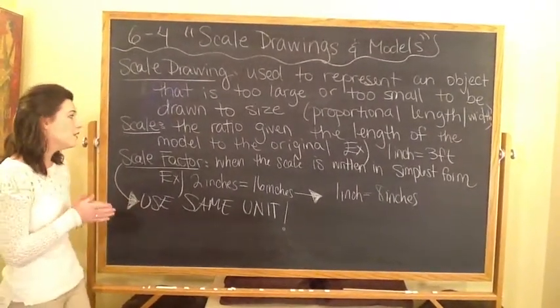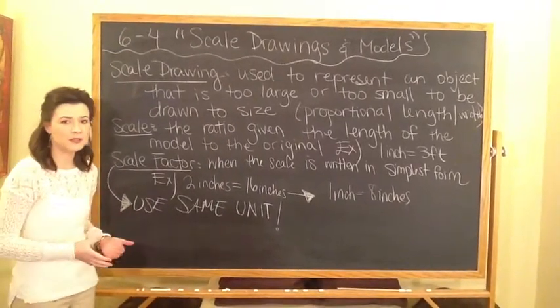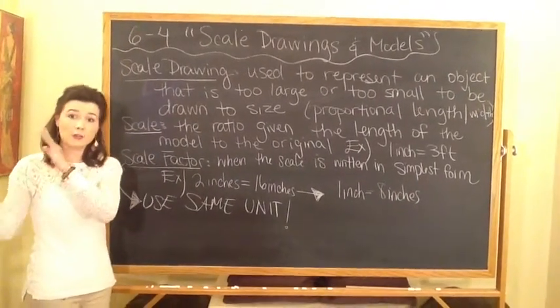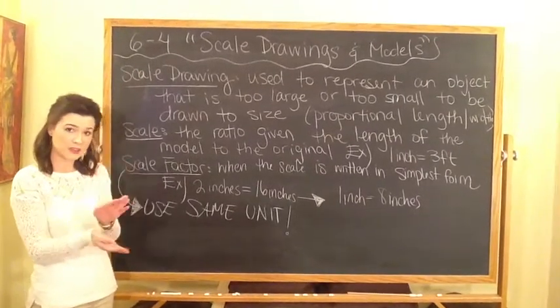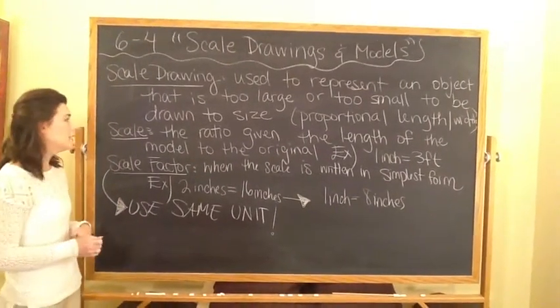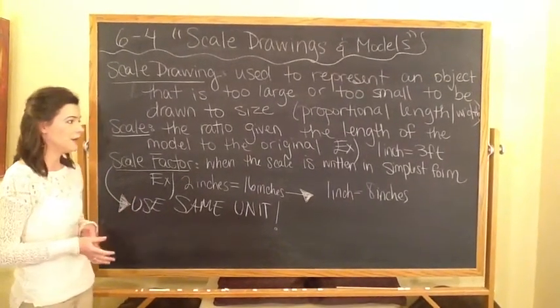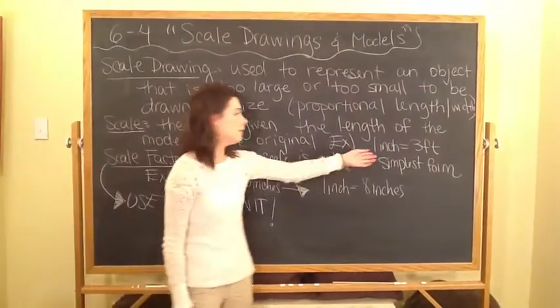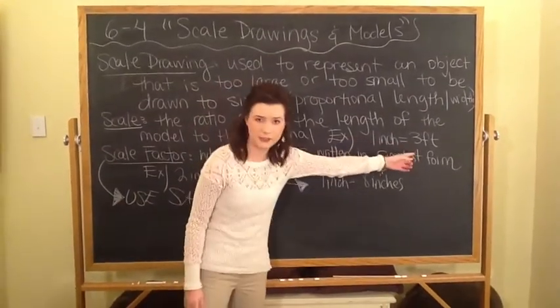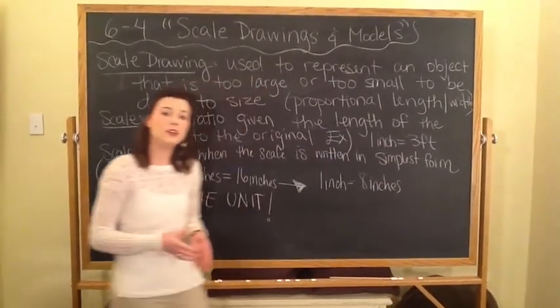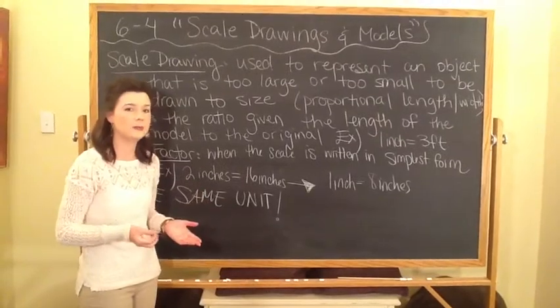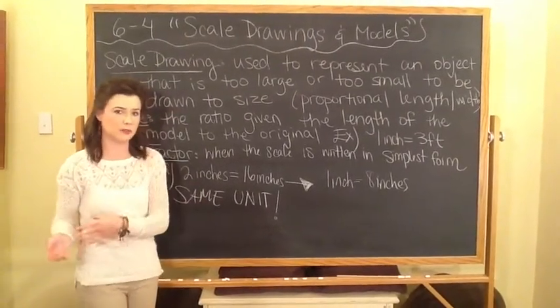Okay, so a scale is basically what we're going to be using to compare the original to the model. A scale is the ratio given the length of the model to the original. For example, it'll be like 1 inch equals 30 feet. So it's just telling the person who's looking at your model how it's proportional to the original.